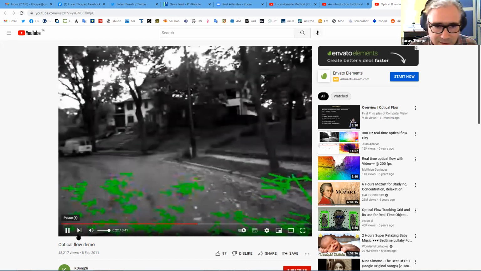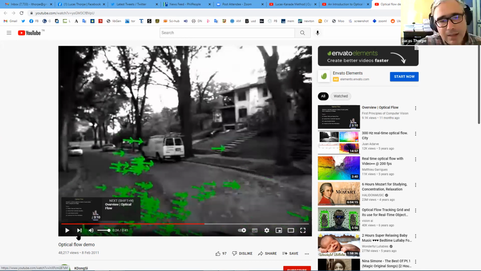You can see here that as the observer is turning, everything is flowing in this direction. And that's giving you information that the observer is turning.